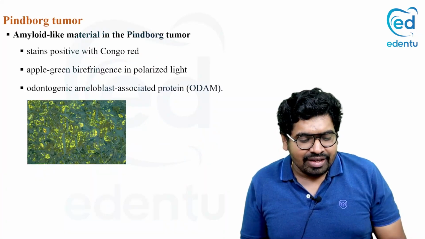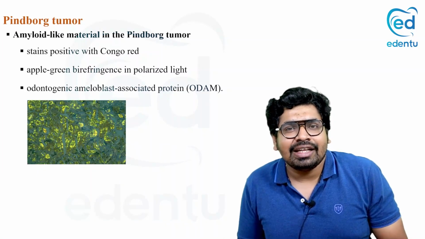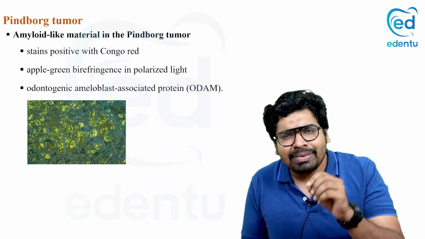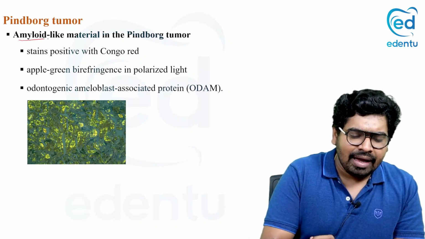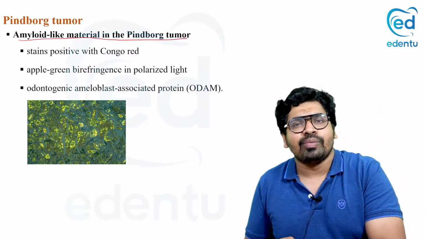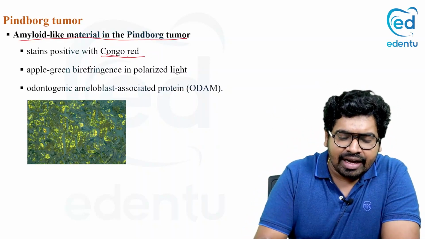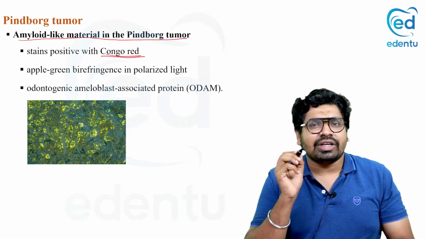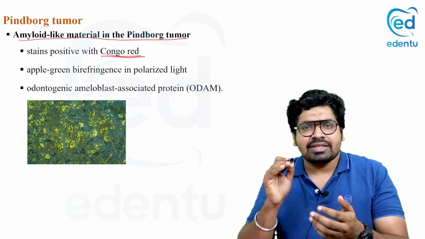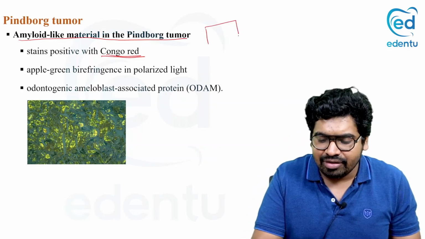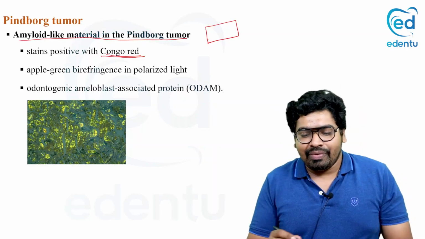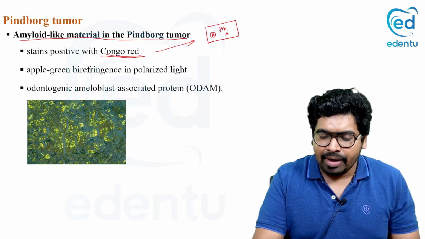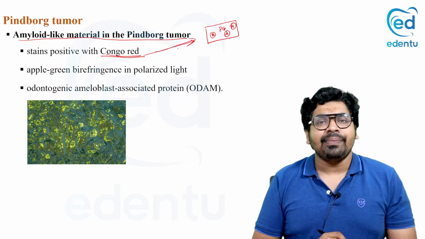Now you can see the amyloid material in the Pindborg tumor. Now we want to see whether this is amyloid or not. What material is that? That amyloid-like material in the Pindborg tumor, we can stain it with a dye called Congo red. Congo red is the stain which is used to target this amyloid. We will take a piece of a Pindborg tumor and stain it with Congo red.